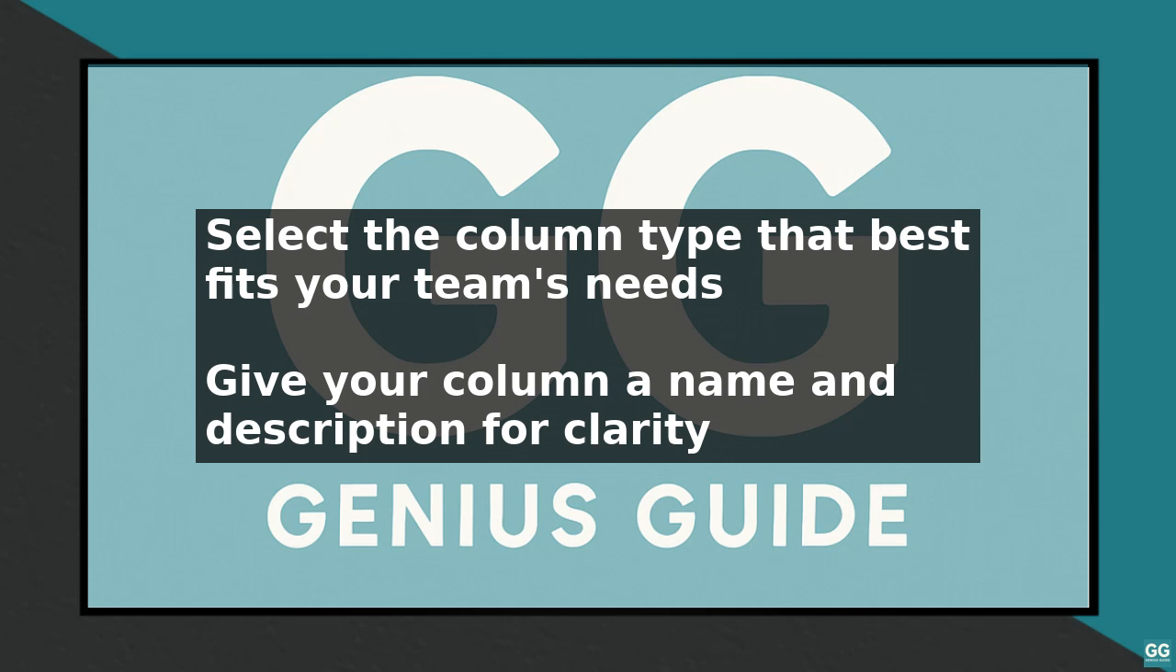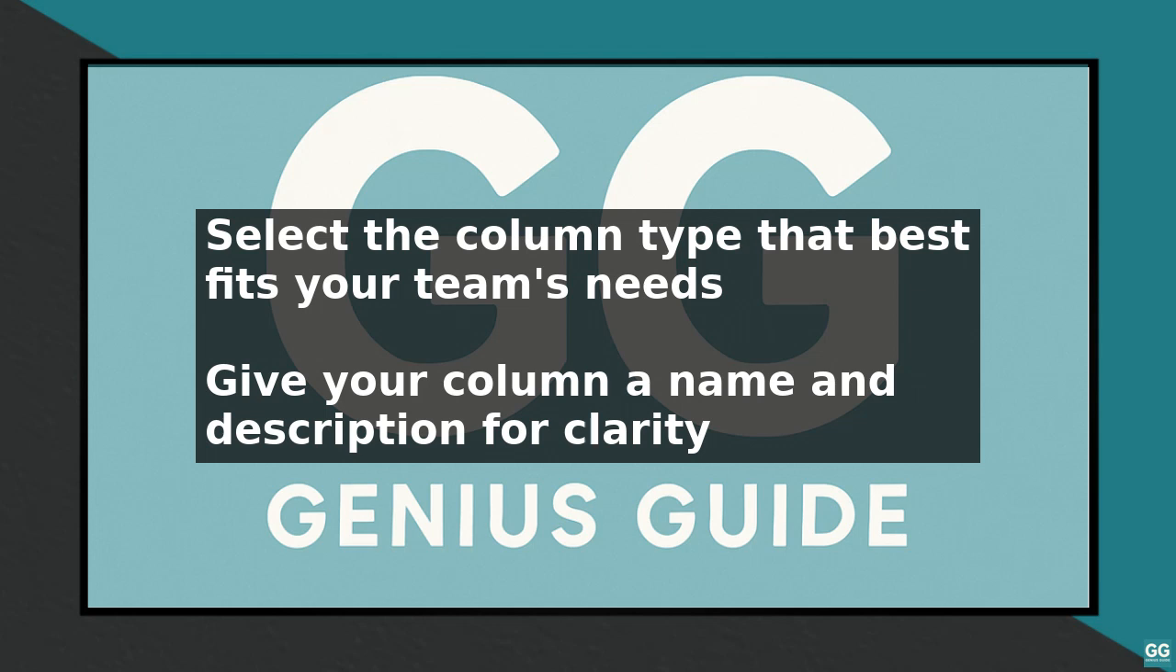You can also customize the column settings by clicking on the three dots icon next to the column name. One of the most powerful features of Monday.com columns is the ability to add formulas and automations. For example, you can use a formula to calculate the total cost of a project or automate a task assignment when a certain condition is met.